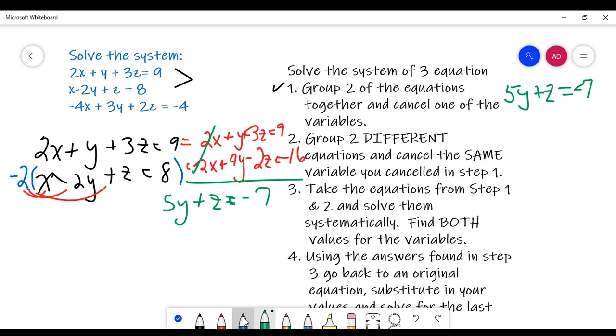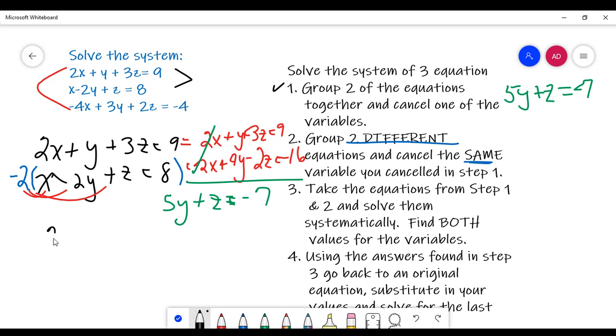Now, second step. Group two different equations together, but you have to cancel the same variable. All right, so I'm going to group two different equations together. Well, I think it might be easiest to group the first and the third together. And like I said, it is totally up to you, whichever ones you want to group together.